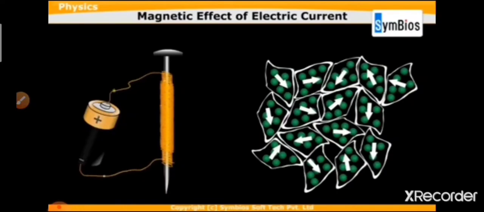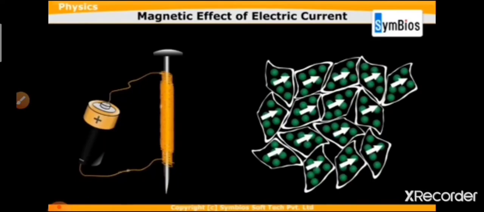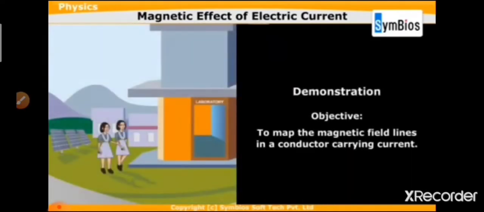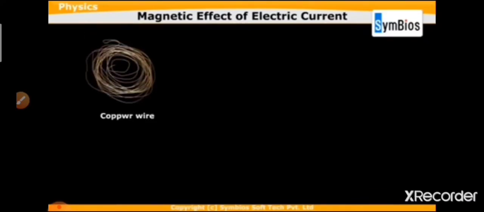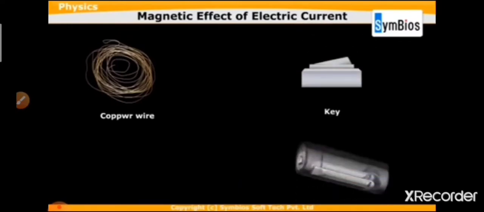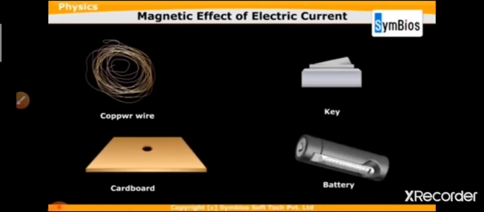Connect the following apparatus: copper wire, key, battery, and a thick sheet of cardboard with a hole at its center. Arrange the copper wire, key, battery, and a thick sheet of cardboard with a hole at its center.